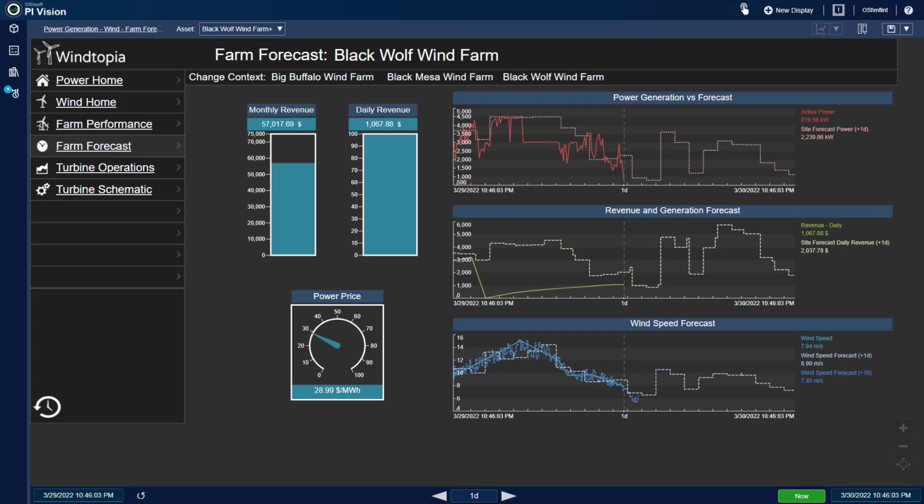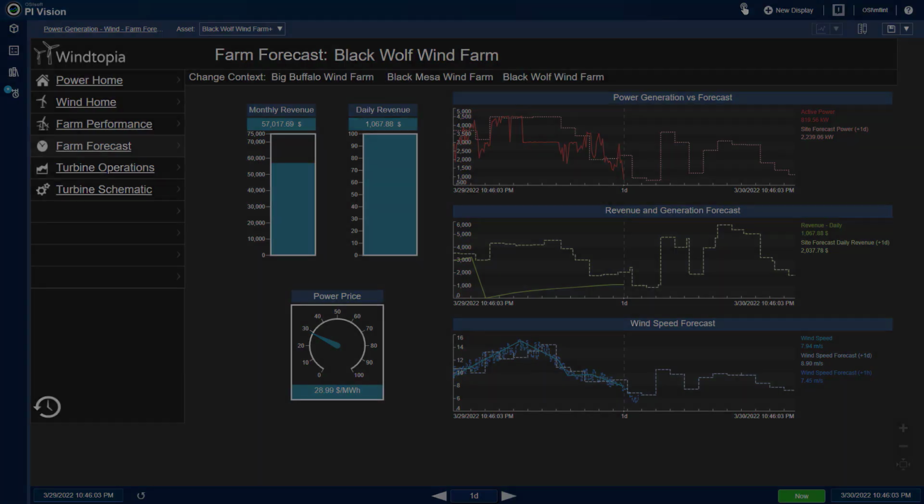The plant manager now views the farm forecast. Power generation must be forecasted and tracked to avoid over or underproduction and predict revenue. They see that the wind speed and expected farm power generation is expected to fall significantly tomorrow morning. They schedule the bearing B overhaul during this upcoming event.